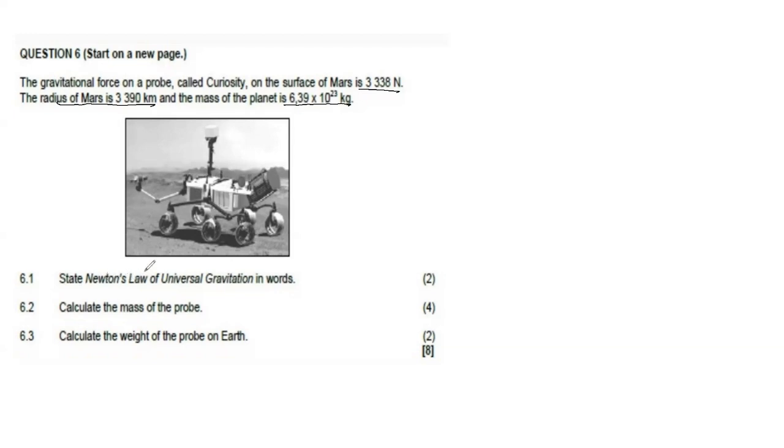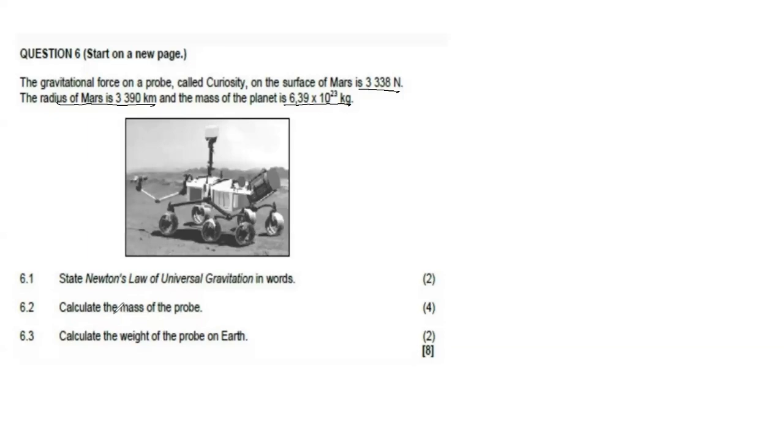6.1 says, state Newton's law of universal gravitation in words. So quickly to that, we say Newton's law of universal gravitation states that every body in the universe attracts every other body with a force that is directly proportional to the product of their masses and inversely proportional to the square of the distance between their centers. So that's how they expect you to define that for a total of 2 marks.